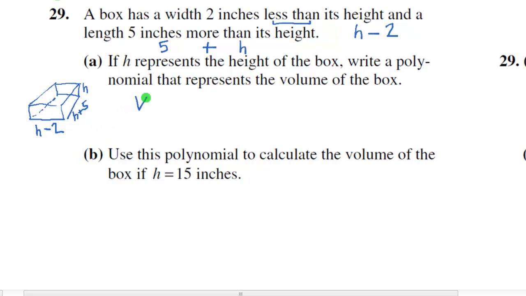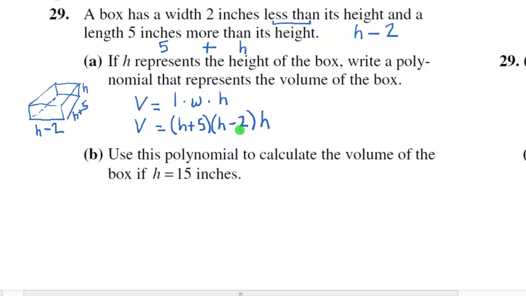So volume of a box is length times width times height. So for our box, volume's going to be length is h plus 5, width is h minus 2, and then height is h. So this is our volume. And to write a polynomial, then we need to multiply these three polynomials together.